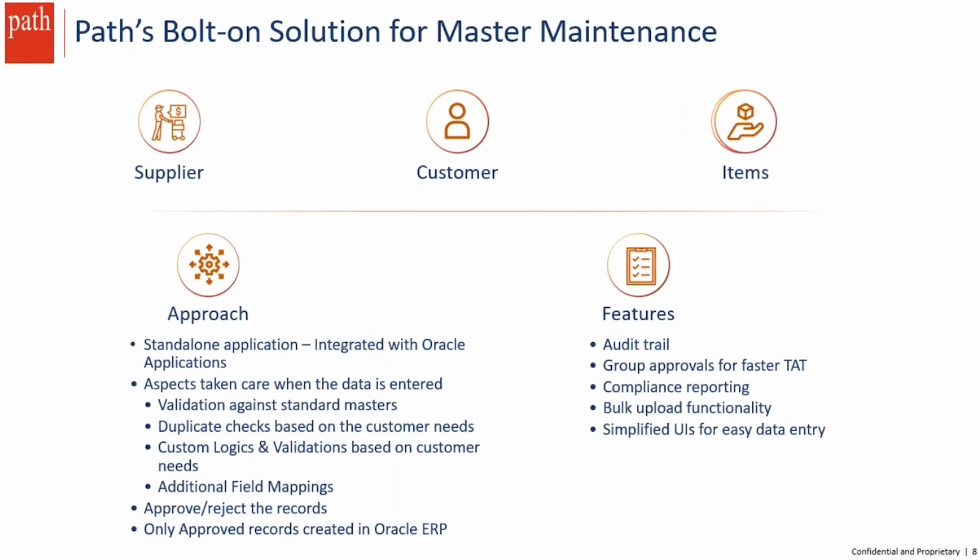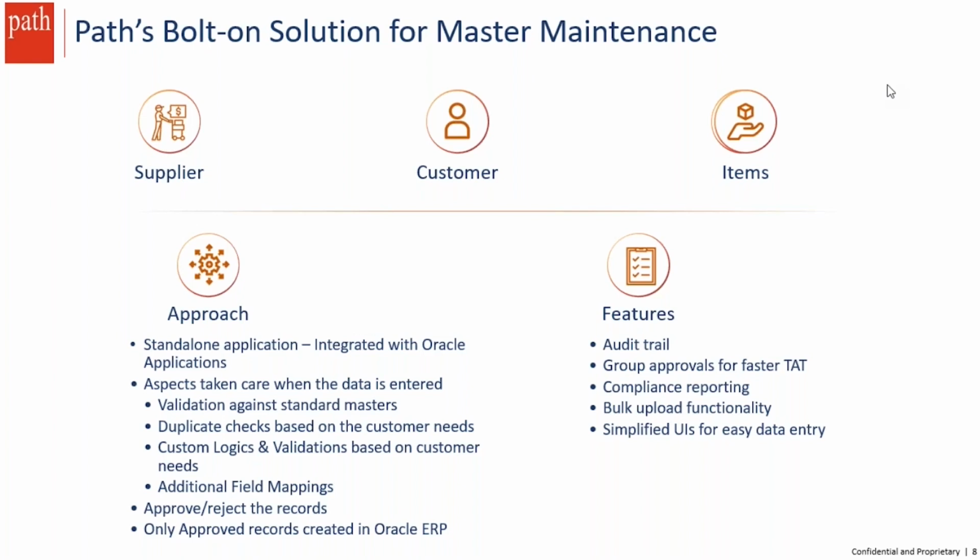And additional field mappings like the DFFs and others, we have provision for those as well. And there is a functionality of approve and reject. And only the approved records are created in the Oracle ERP, either through APIs in Fusion or EBS. The main features: audit trail, group approvals for faster chat.